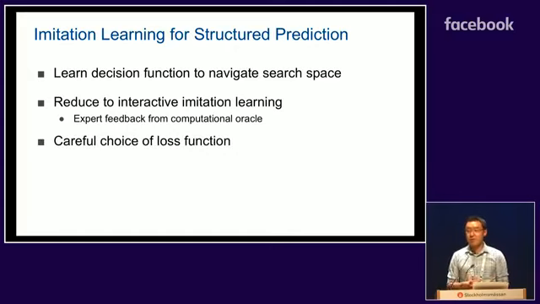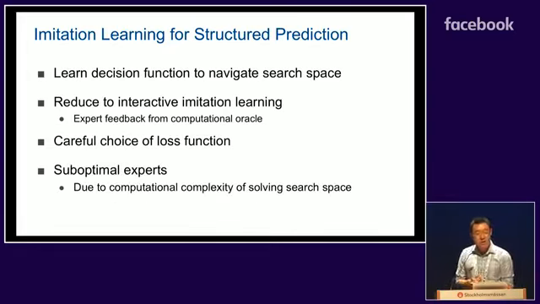In some cases, this requires a careful choice of the loss function because the overall reward or cost function in the structure prediction task can be highly non-additive. And so you need to do some careful design of the supervised reduction in order to lift guarantees from the supervised learning problem back into the original problem. And in many cases, because the search space can be combinatorially large, you have experts that are suboptimal, right? Since the experts are derived from computational oracles at training time, if they're suboptimal, then we need ways of actually learning policies that perform better than the reference expert.